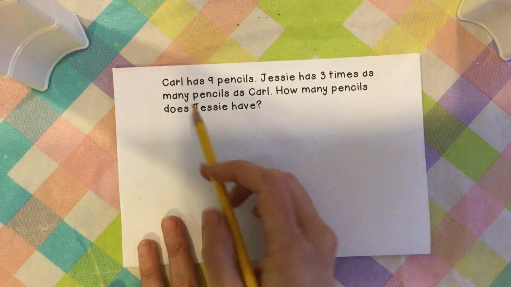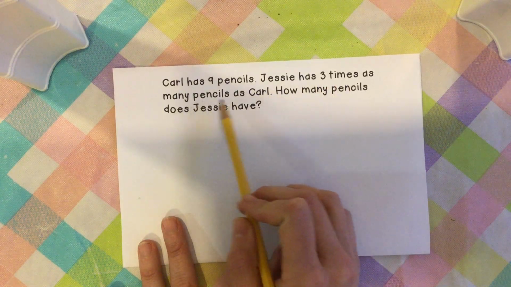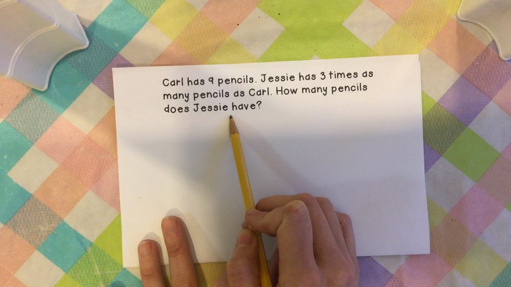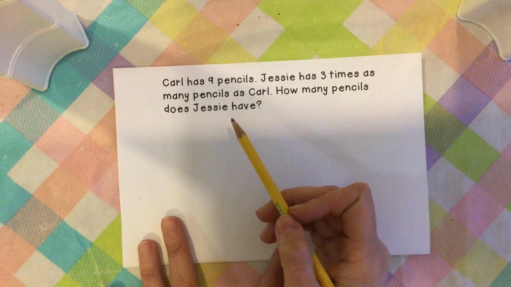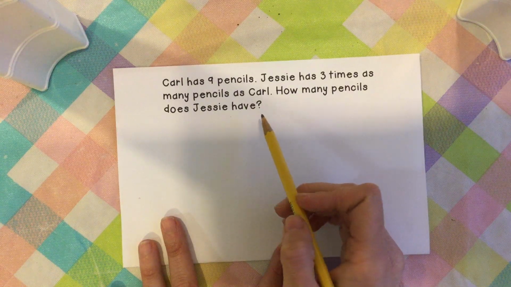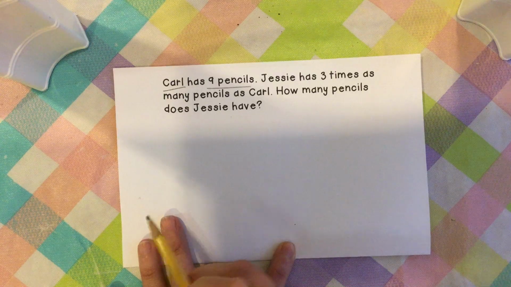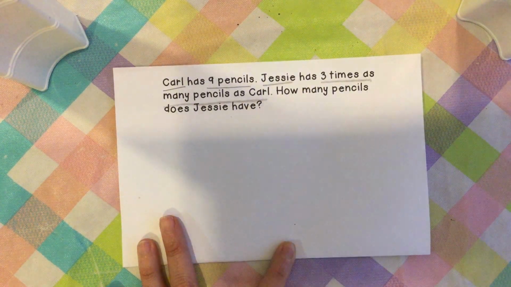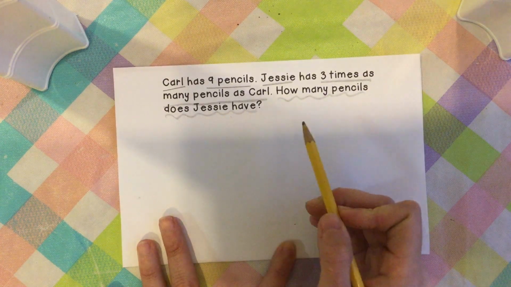So here's the problem. It says, Carl has 9 pencils. Jesse has 3 times as many pencils as Carl. How many pencils does Jesse have? So I read it once, and now I'm going to reread it just so I can do my underlining and really start to better understand the problem. So Carl has 9 pencils. Jesse has 3 times as many pencils as Carl. How many pencils does Jesse have?